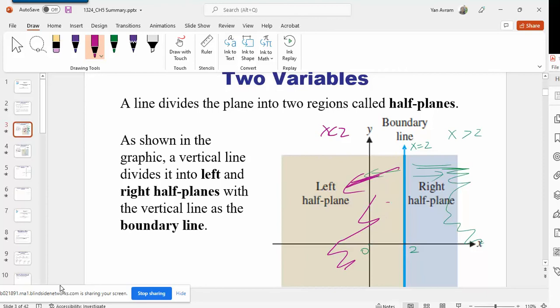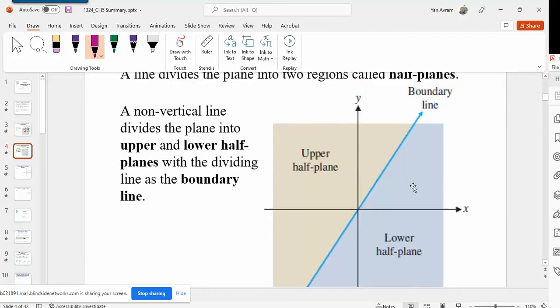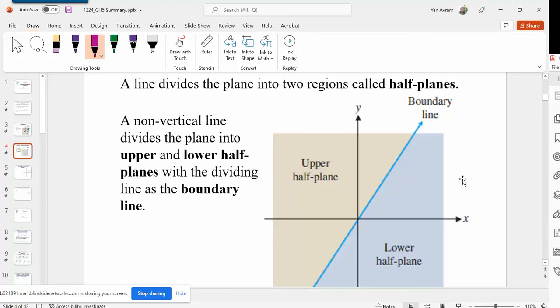So this x equal to 2 is called a boundary line, okay? And if we graph the inequality, we always have to graph the straight line first. So here, the boundary line is y equal to x. And if I want to identify y greater than x, I will have to see which part is the upper half of the plane or the lower half of the plane here. And we're going to talk about it later, okay?